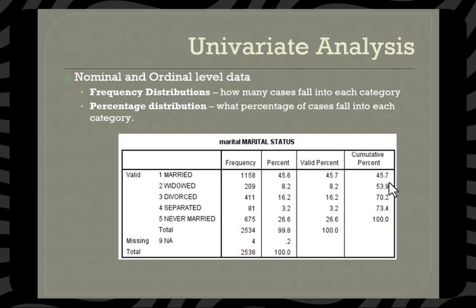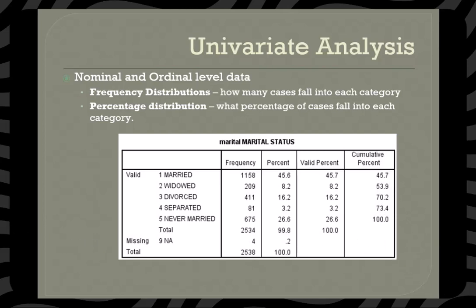And then finally we have this cumulative percent here, which adds up each of these categories. So for married it's going to still be 45.7%. For widowed we're going to add the percentage of people who are married plus the percent of people who are widowed, so that we get 53.9% that are widowed or married, 70.2% that are divorced, widowed, or married, 73.4% that are separated, divorced, widowed, or married, and so on and so forth.